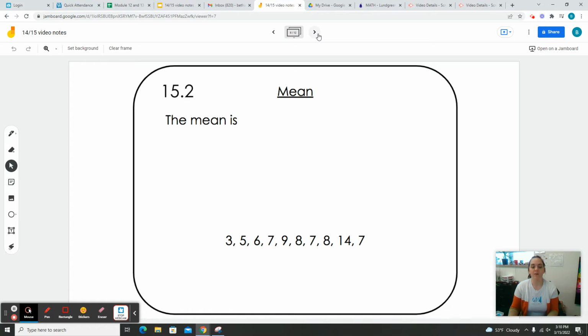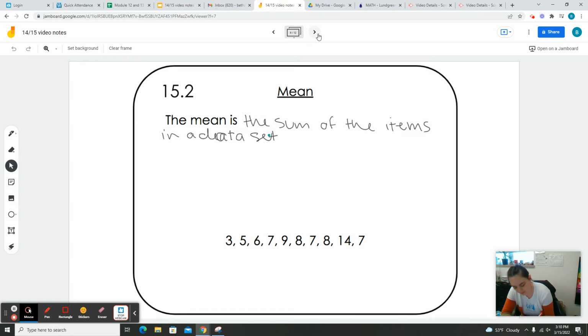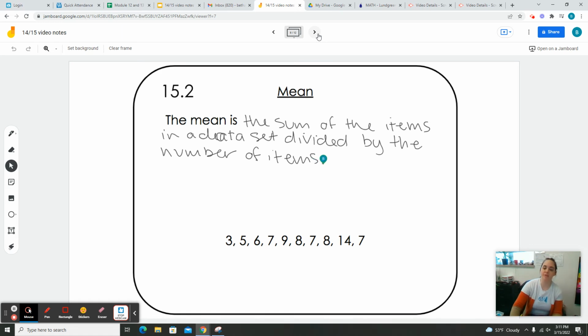The first one is the mean. We've already talked about this, but the mean is that fair share term, right? The mean is the sum of the items in a data set, and we take that and it's divided by the number of items. Another word for this is the average.